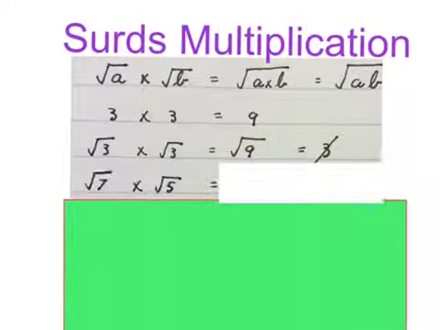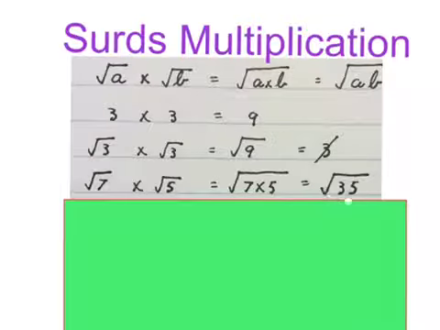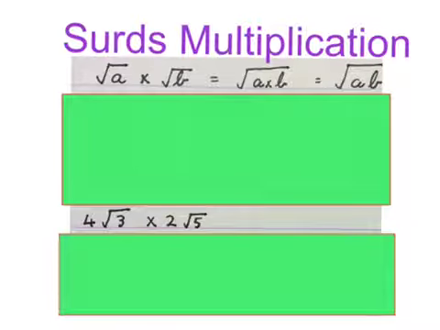The next one, square root of 7 times the square root of 5. We will put down one big square root and do the multiplication sum underneath. This step you can skip, and we get square root of 35 and see if it wants to simplify any further.